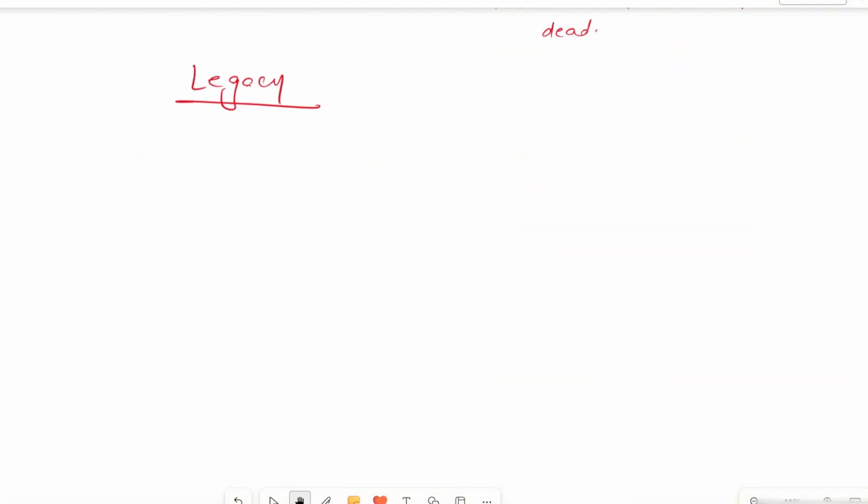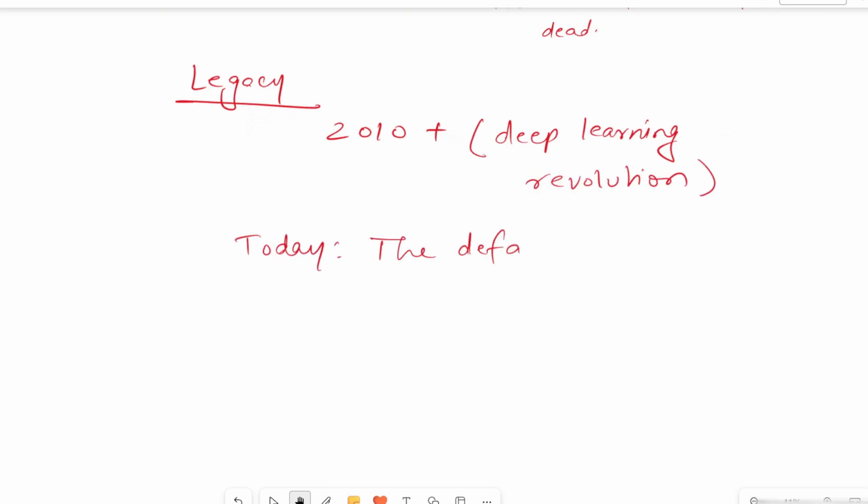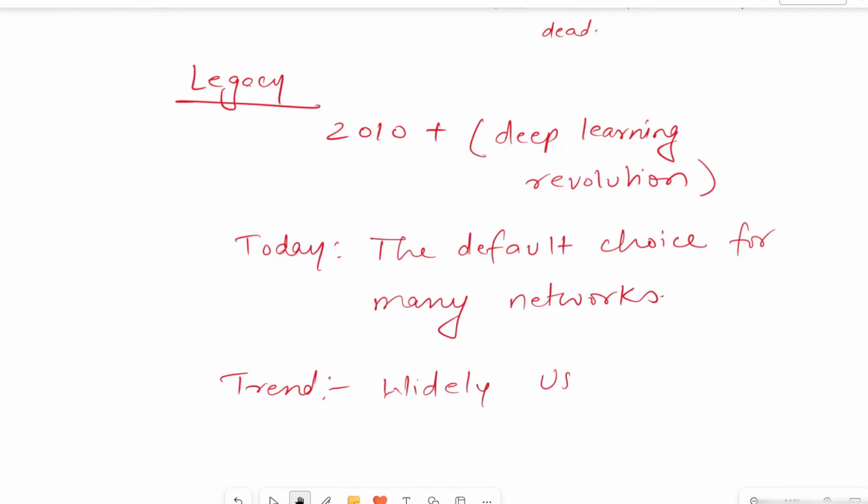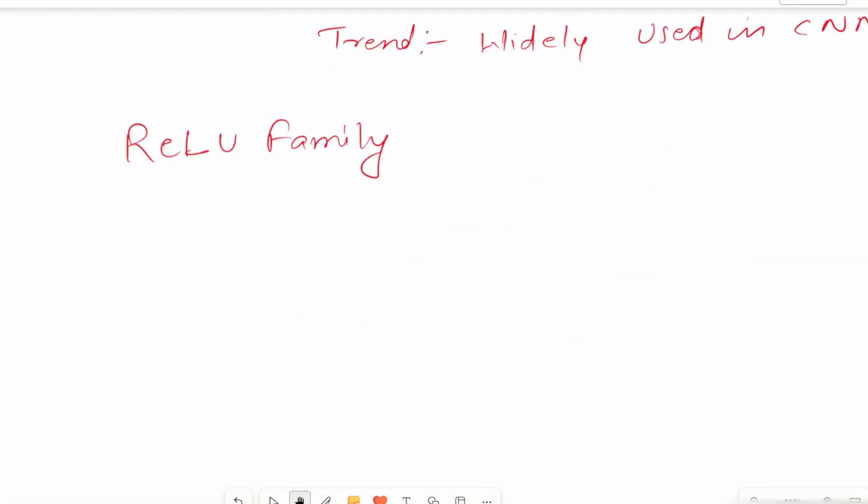Around 2010, when ReLU really became popular, suddenly we could train neural networks with dozens or even hundreds of layers. And to counter the challenges of ReLU, we have leaky ReLU and parametric ReLU.